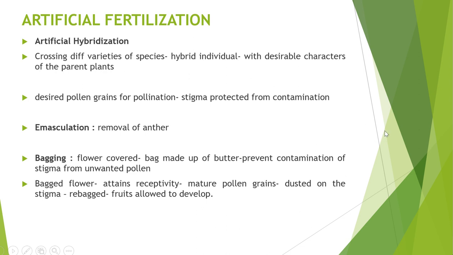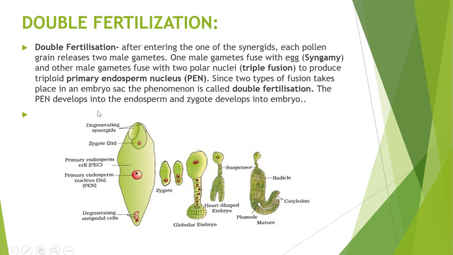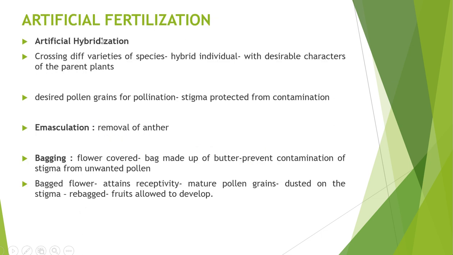Let them put in the soil, let them grow, and such type of collection and the desirable pollen को collect करने के बाद जो भी हमें output मिलेगा, that whole process is known as the artificial hybridization.